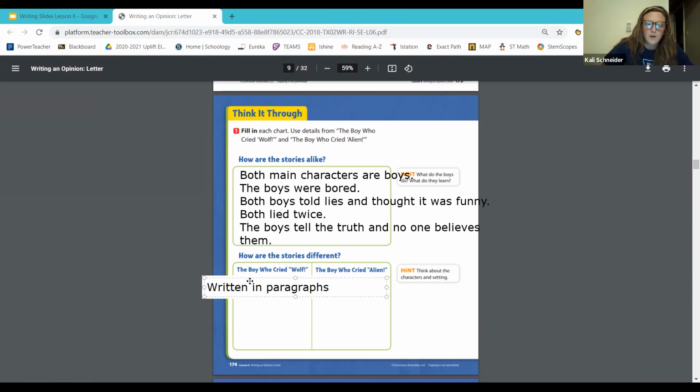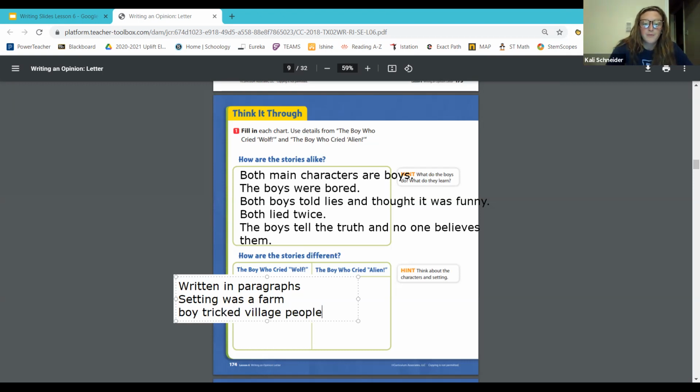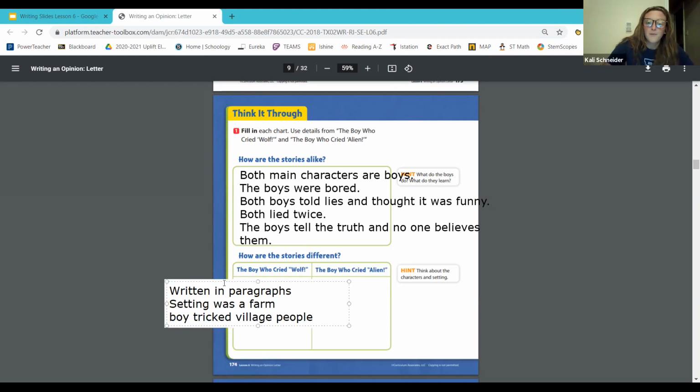What else do we know about this? We know that the setting was a farm. We know he tricked the village people. The boy tricked village people. What else do we know? I'm writing way out of my lines because I don't have enough space. So make sure you're writing in your space that you have.